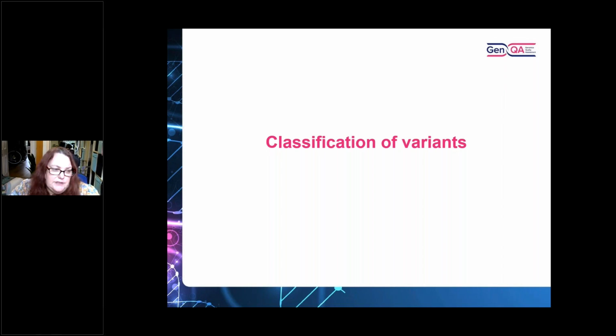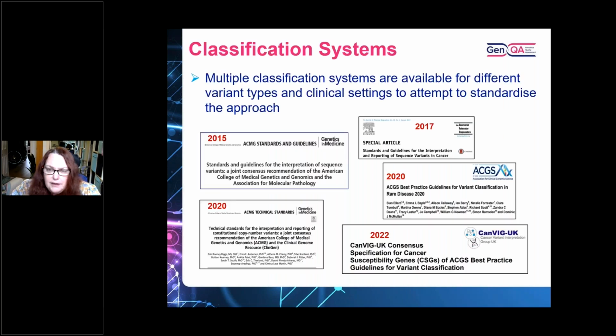In solid tumours, the classification of variants wasn't something that was particularly important. With the introduction of larger and larger gene panels, more clinically relevant biomarkers, and more clinical information about genes, classification of variants has now become a much more hot topic and something that we do need to start to think about in the solid tumour world. Next slide. And there are multiple different classification systems which are in use at the moment.